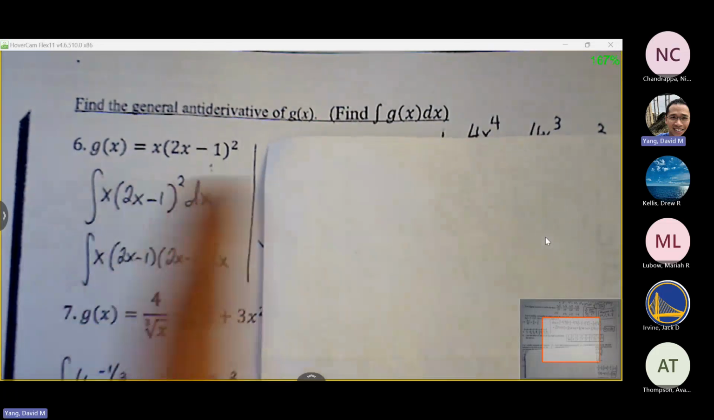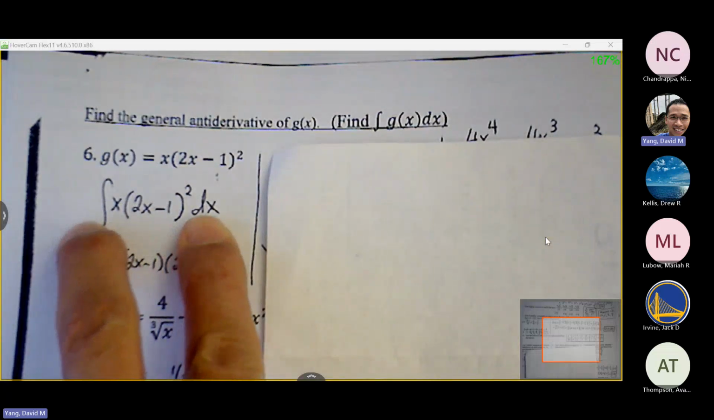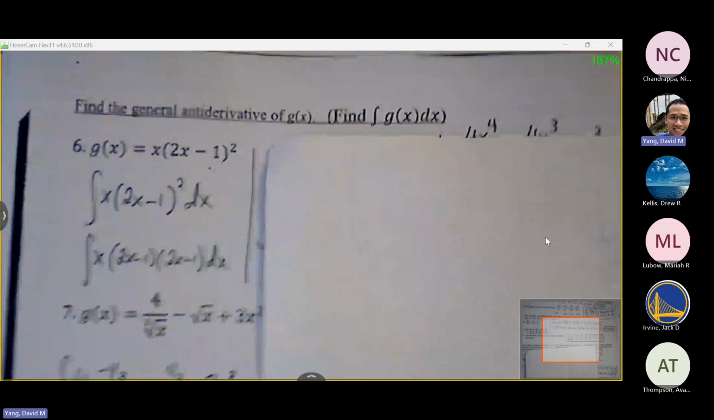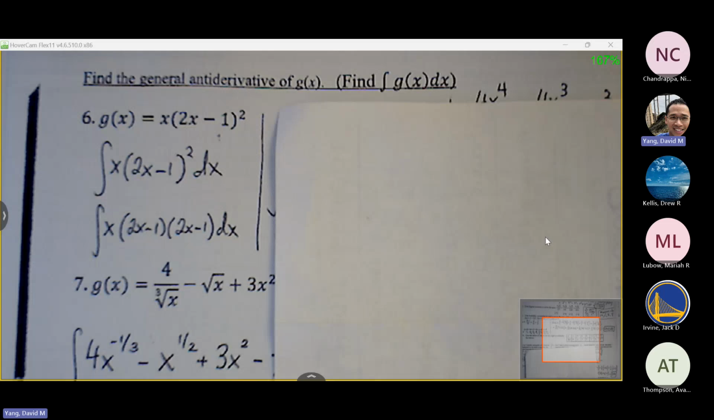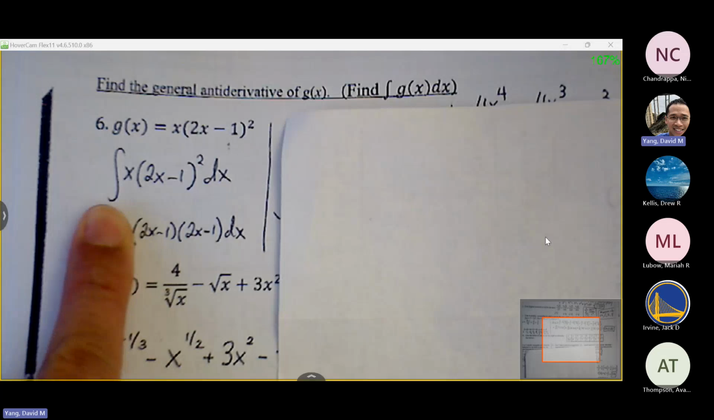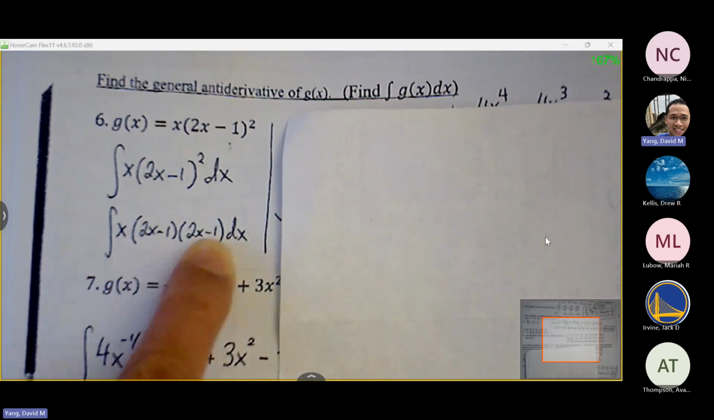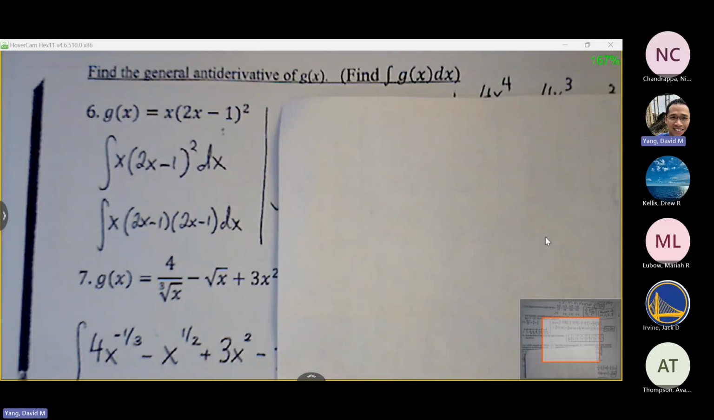It says find the integral of g of x dx. So we start off with our notation. We know that if we want to do power rule, all of our parentheses have to be resolved. So I'm going to FOIL out that 2x minus 1 squared. Once I take care of that, then I can distribute the x through. And then once I get all the parentheses taken care of, I should have nice individual terms to apply power rule.